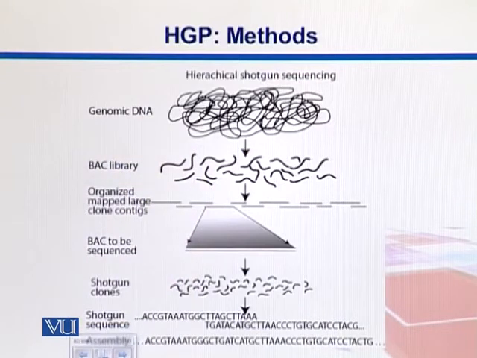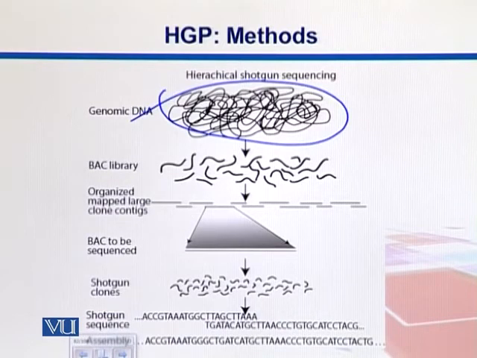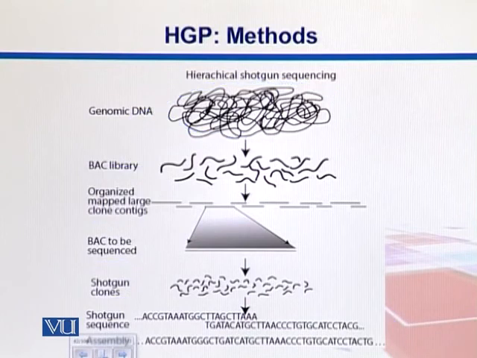The shotgun method used in the Human Genome Project was actually hierarchical shotgun sequencing. We have already seen that, but just to review, we take the genomic DNA, we break it into fragments and we put them into BACs, and then we develop BAC libraries. Then we organize them into contigs, and then finally we take those BAC clones and break them again. Then we have those shotgun clones, and from that we get the sequences, and finally we put them together in an assembly workflow, and finally we get the assembled genome.